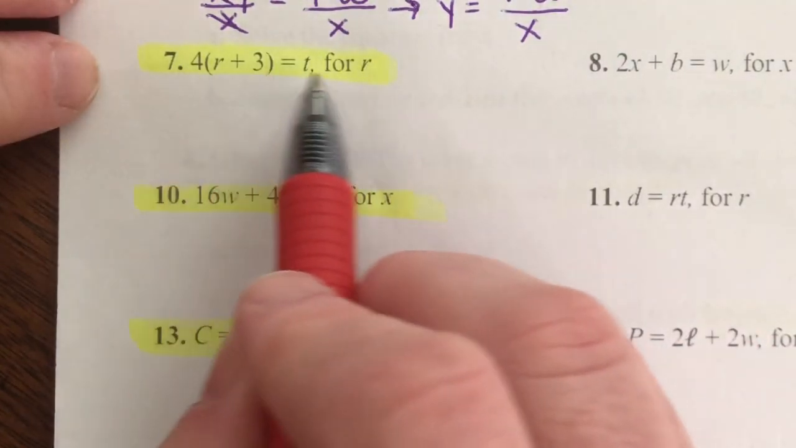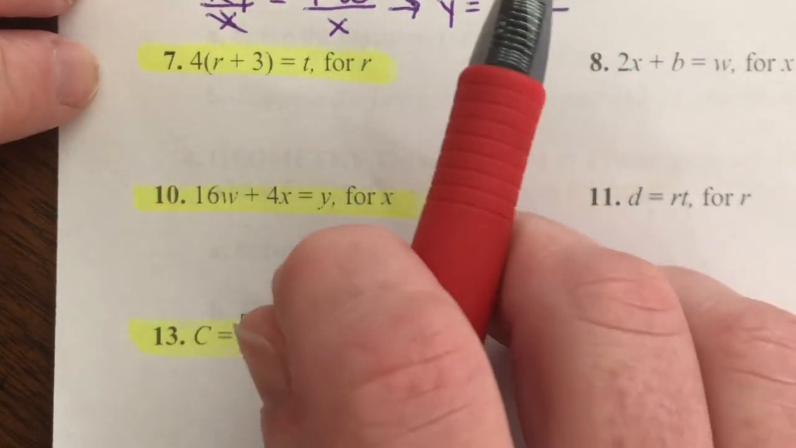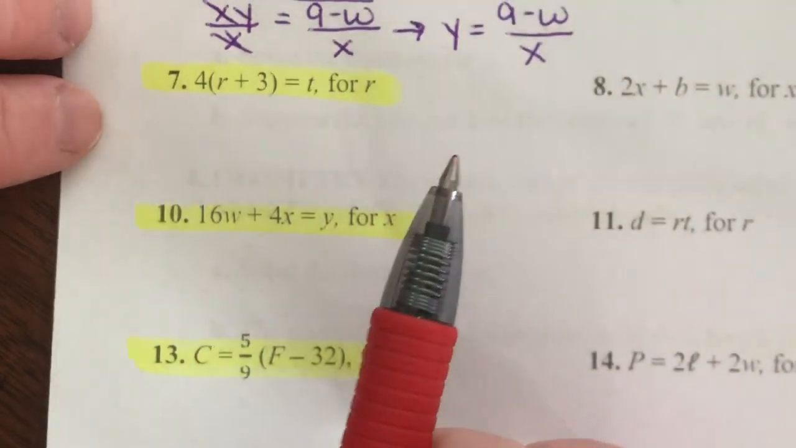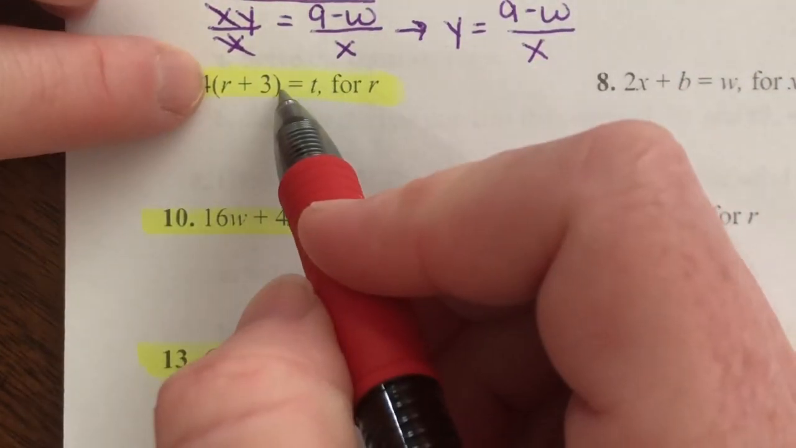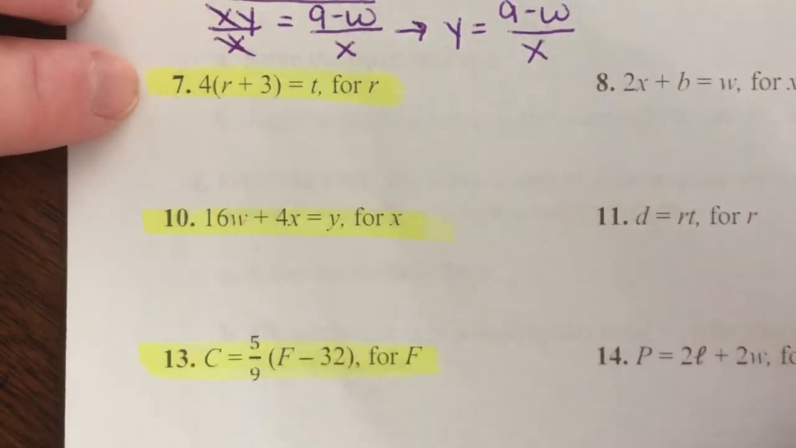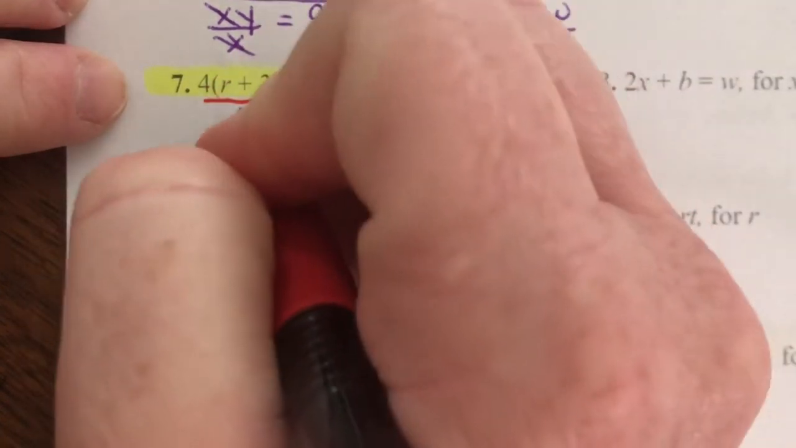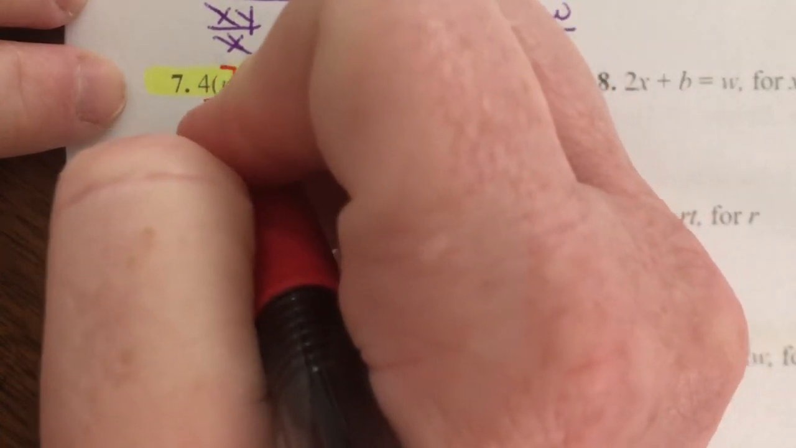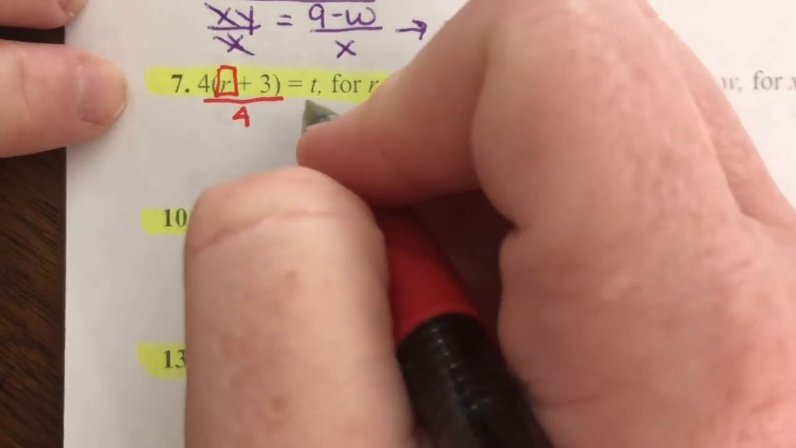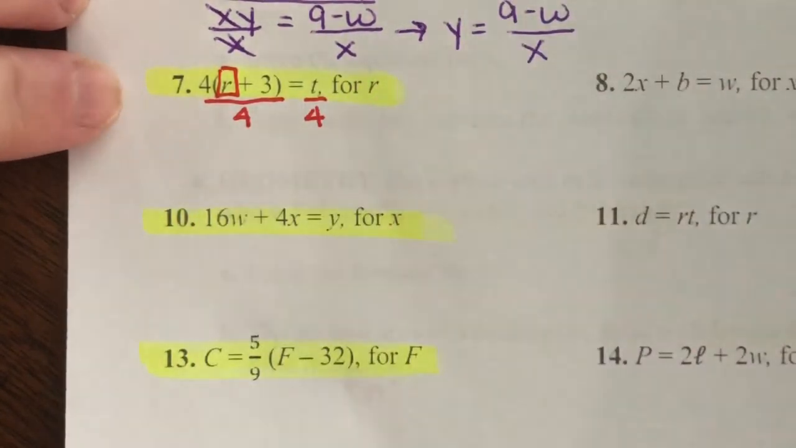All right, number 7. We're going to solve this equation for r. So we need to get rid of everything around r. Before I can touch anything inside parentheses, I need to get rid of what's outside. So I'm going to divide by 4. Here's r, by the way. I'm going to divide by 4 on the left, so I got to divide by 4 on the right.